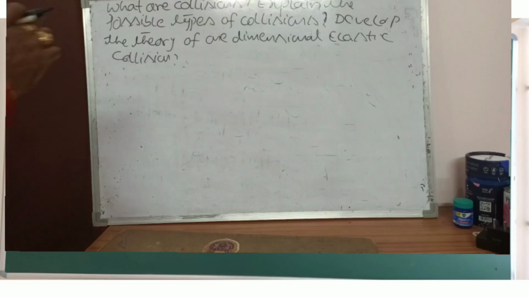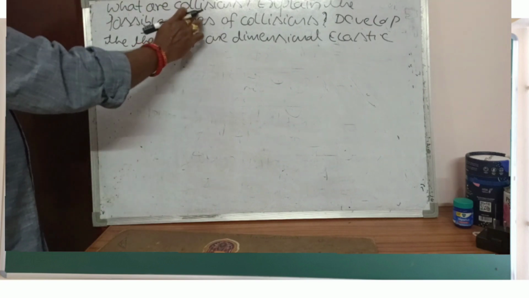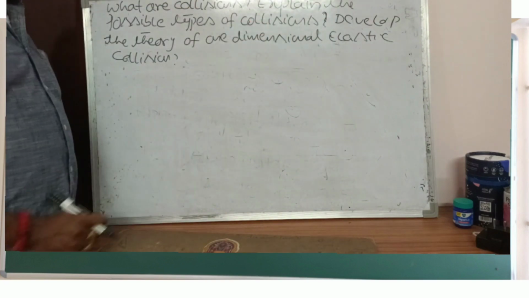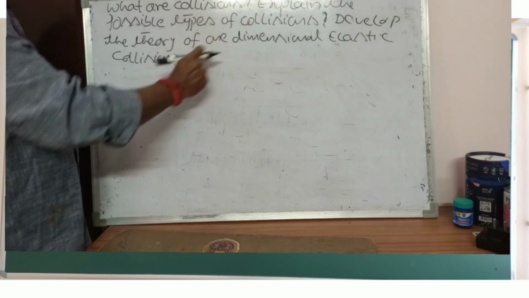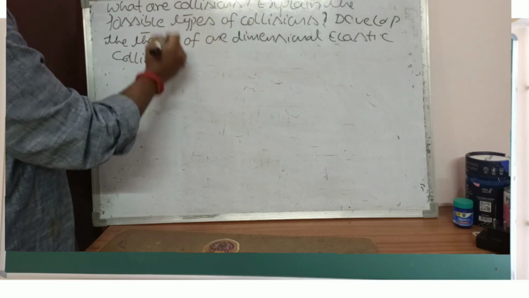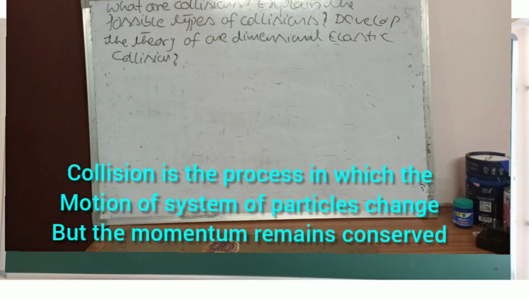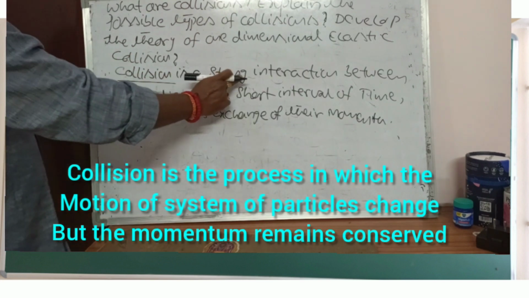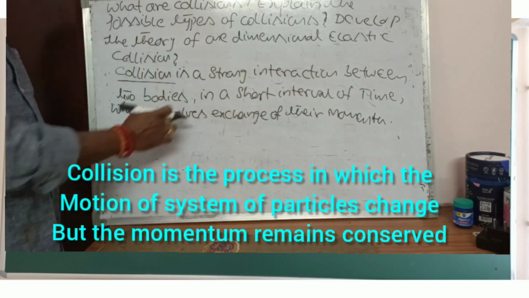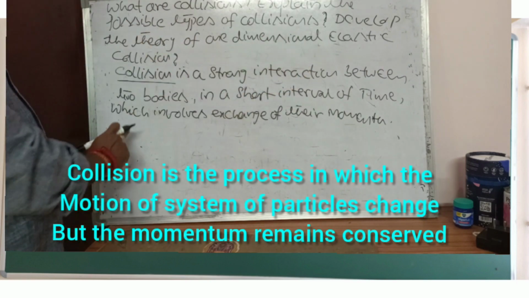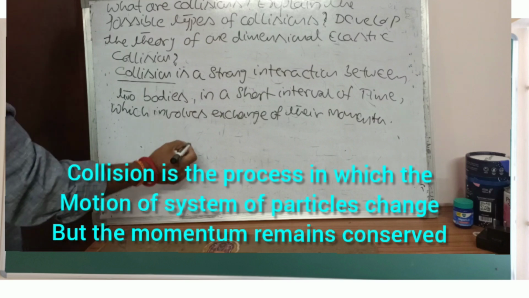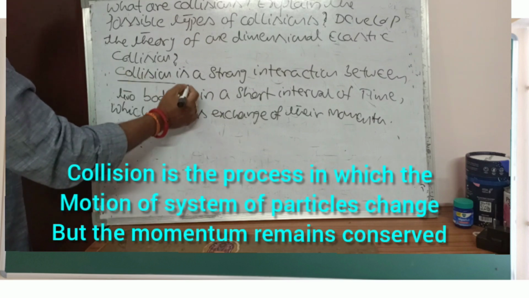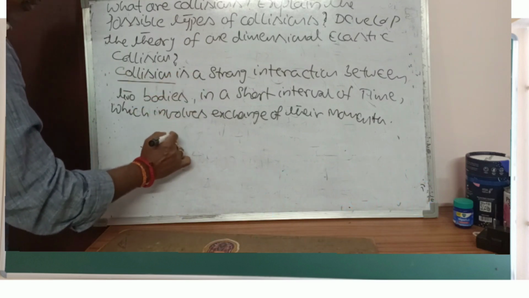What are collisions? Explain the possible types of collisions. Develop the theory of one-dimensional elastic collision. Collision is a strong interaction between bodies in a very short interval of time, which involves exchange of their momentum. There are two types of collisions: elastic collision and inelastic collision.